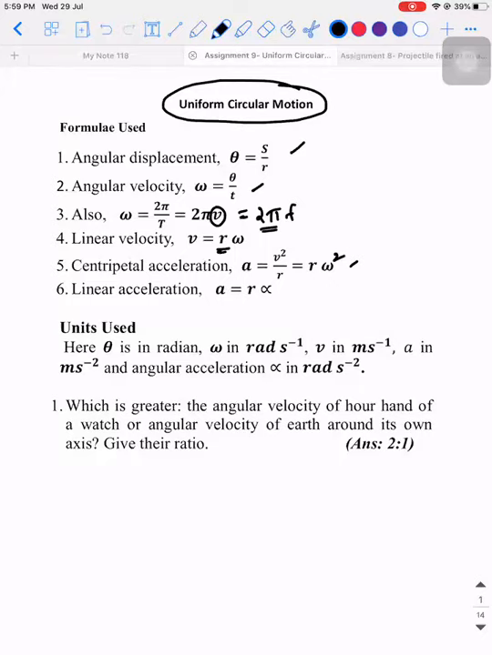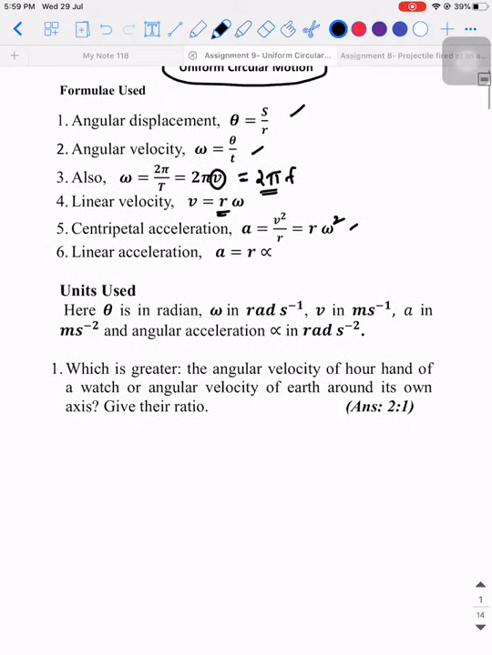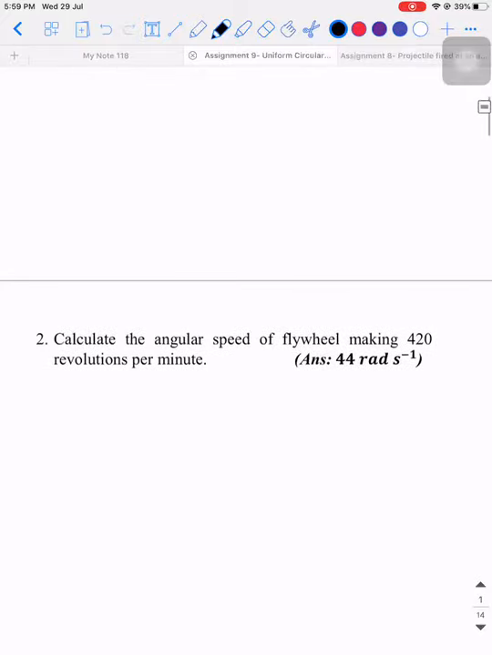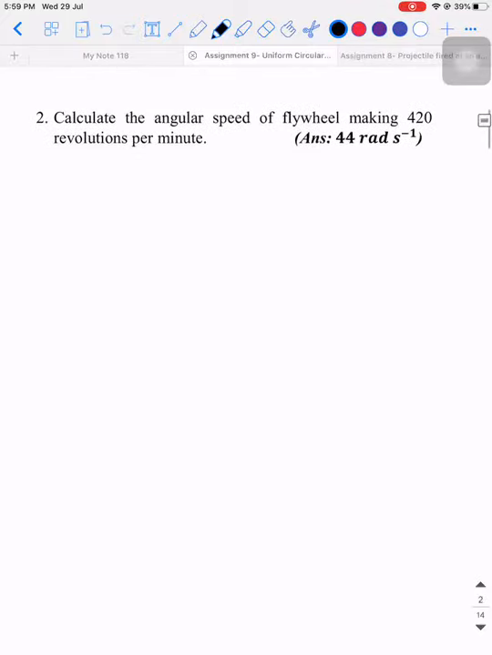There is a mistake here. It is R omega square. And linear acceleration is a equals R alpha. These are all the formulas that we are going to use. Remember, theta should be measured in radians. It should not be measured in degrees. Okay, let's hold the first problem and start with the second problem.